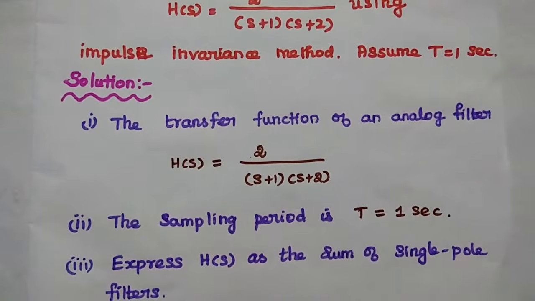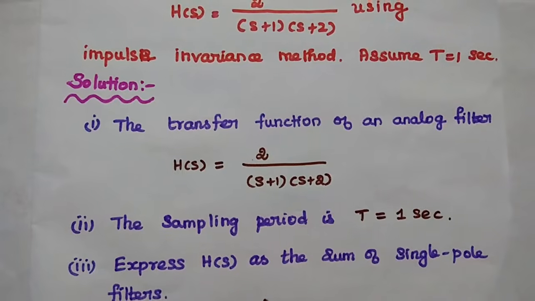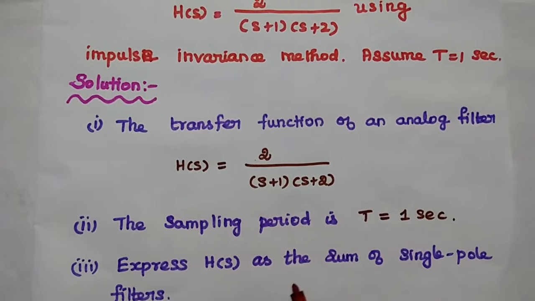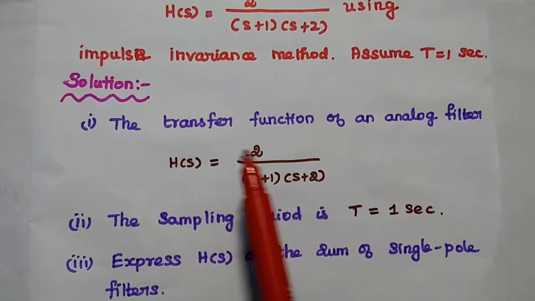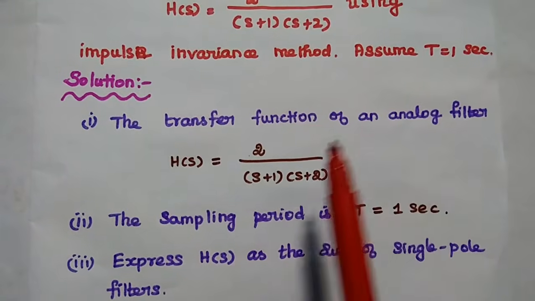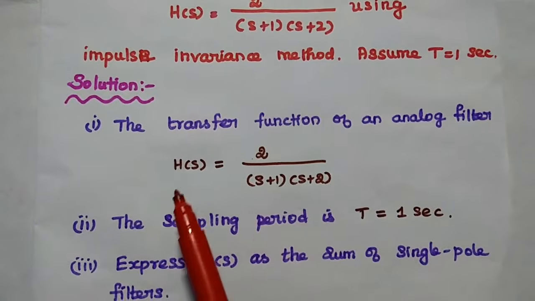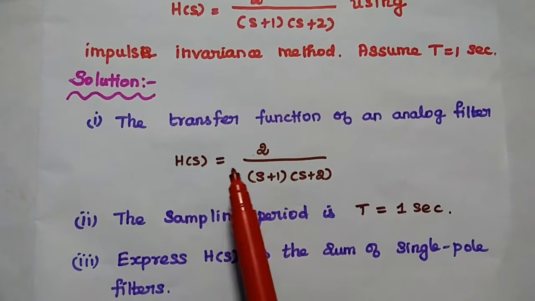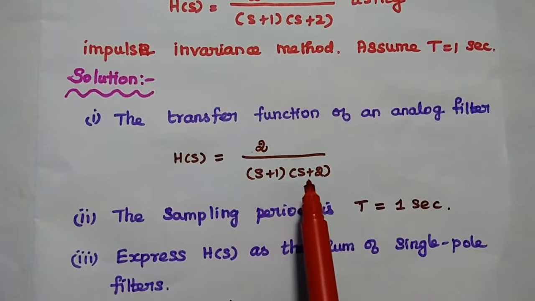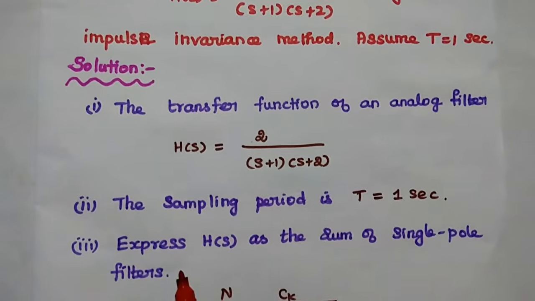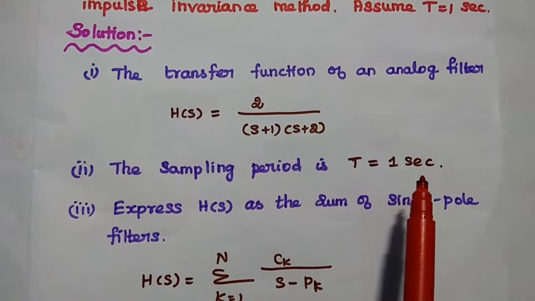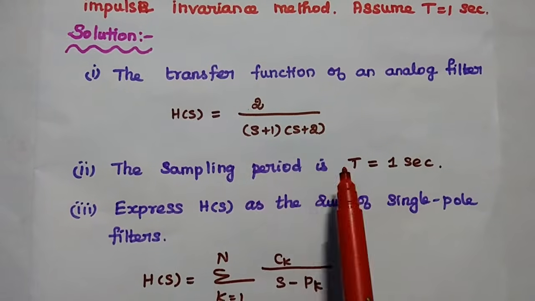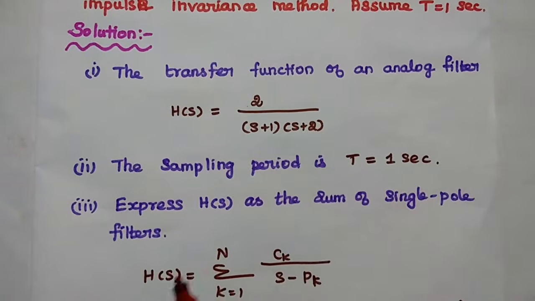In the solution part, we are going to use the design steps for impulse invariance method. The first step is to get the transfer function of an analog filter, which is directly given in the problem. So we can write that as H(s) = 2 divided by (s + 1)(s + 2). The second step is to find the sampling period. Here it is T = 1 second. So these two values are directly given in the problem itself.